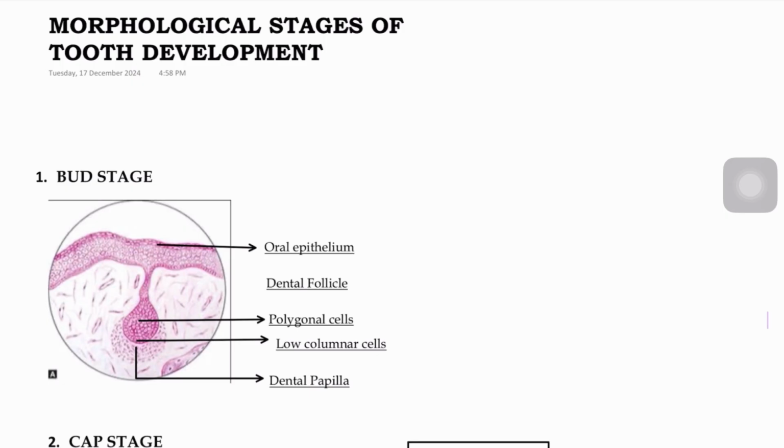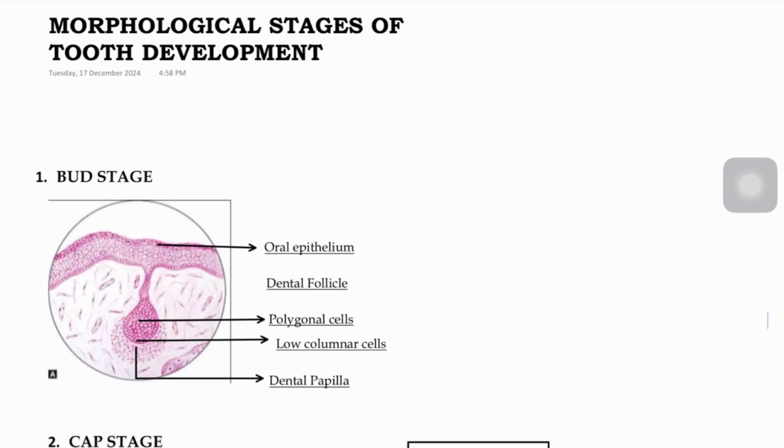Today we are going to be talking about morphological stages of tooth development. In the previous video, we had discussed dental lamina, enamel organ, how it is formed, and what the processes are. I would suggest if you have not watched that video, you go back, watch it, and come back here later so that this becomes more clear. So yeah, let's get started.